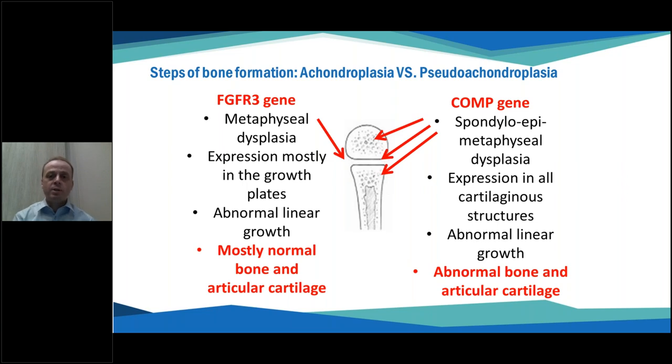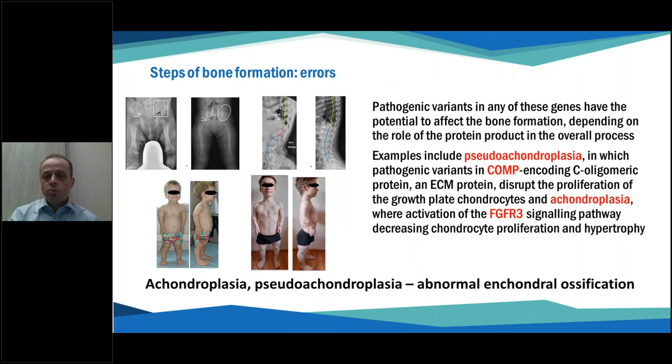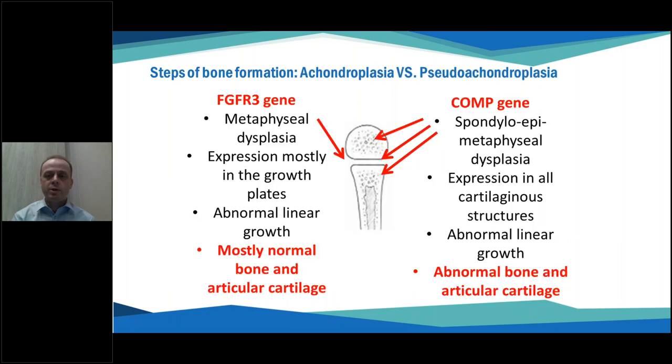FGFR3 mutations in achondroplasia lead to mostly metaphyseal changes, with mostly normal bone and articular cartilage. But COMP mutations, which lead to pseudoachondroplasia, which I showed in this picture, look quite similar, with short stature and deformity and shortening of the proximal parts of the limbs, but also lead to abnormal bone and articular cartilage.